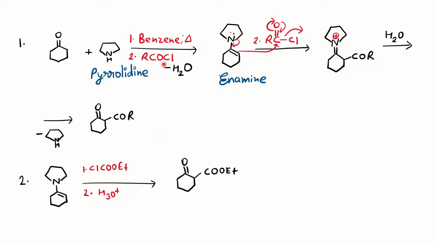Like here we had the carbonyl, it may be an ester also. This is again acylation. You have a leaving group here. Mostly it will be Cl or Br, because Cl and Br are the better leaving groups. And you have the hydrolysis condition here, finally to release the secondary amine.